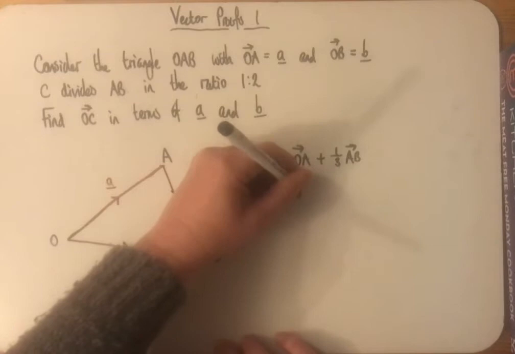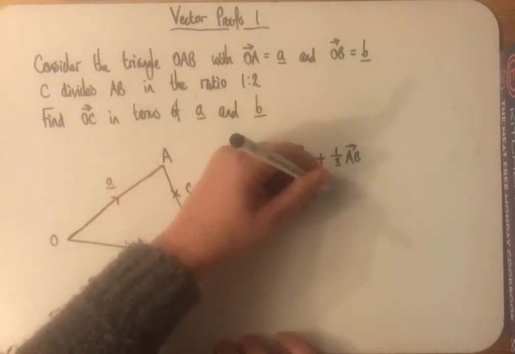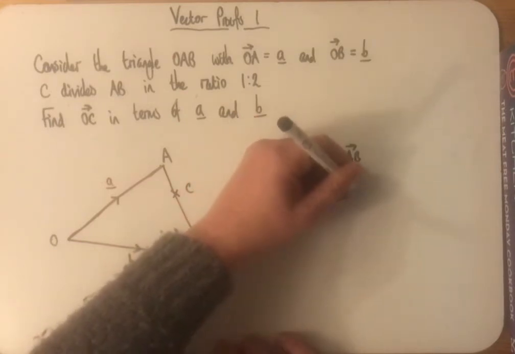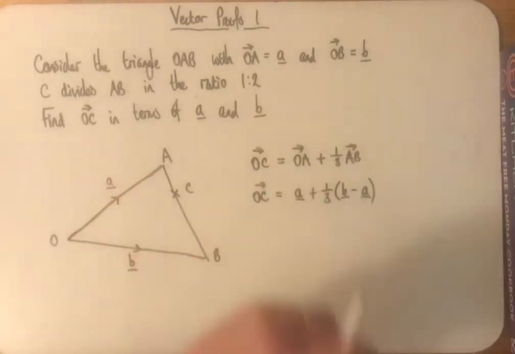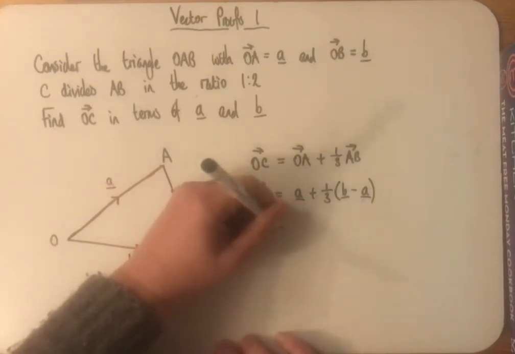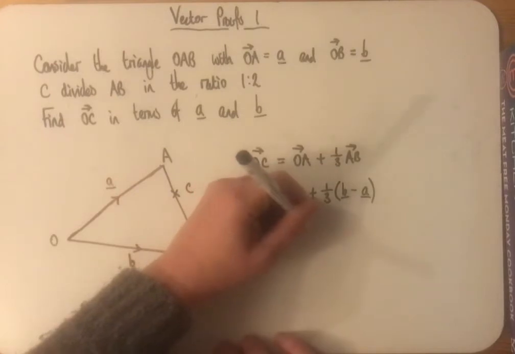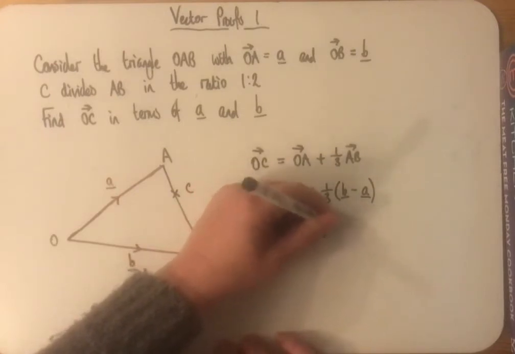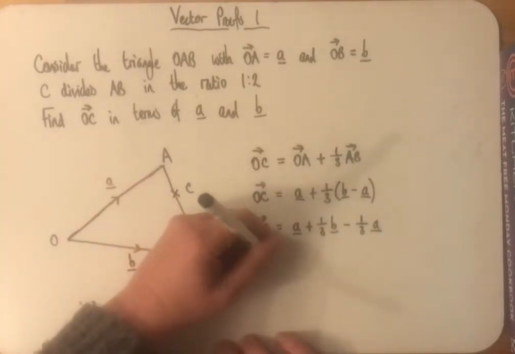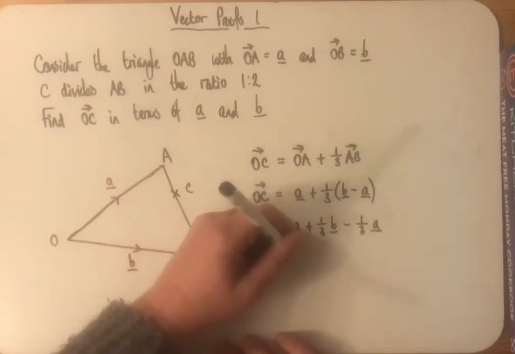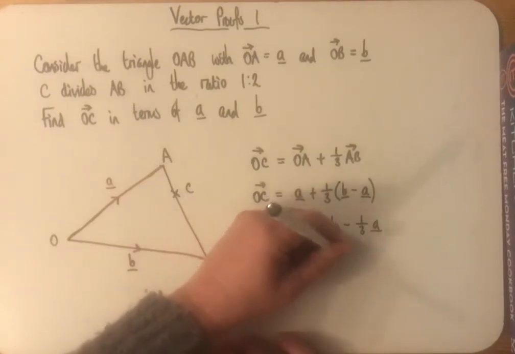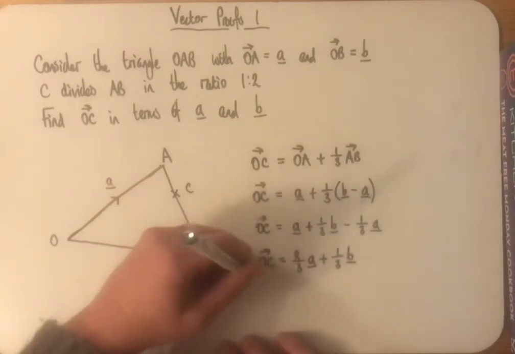So origin to C is equal to the position vector of A, and then vector AB is the position vector of B minus the position vector of A. And so OC is equal to a plus 1/3 b minus 1/3 a. And so OC is equal to 2/3 a plus 1/3 b.